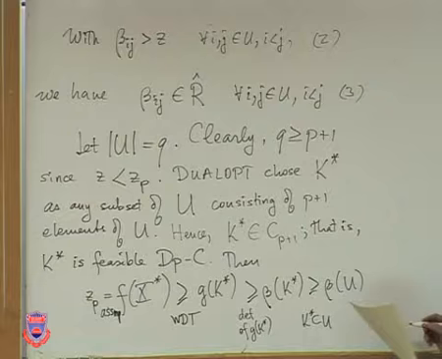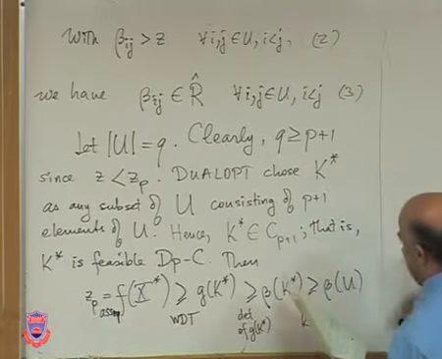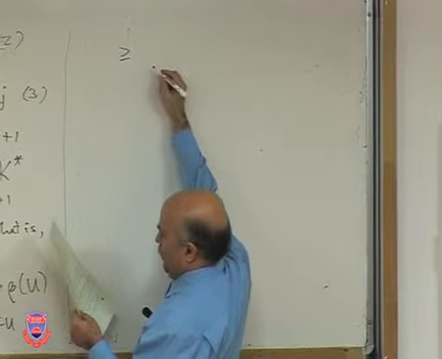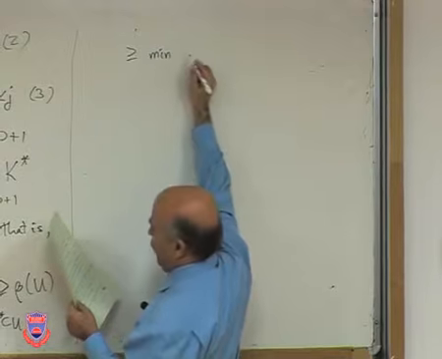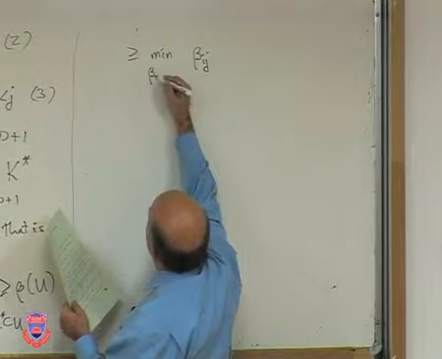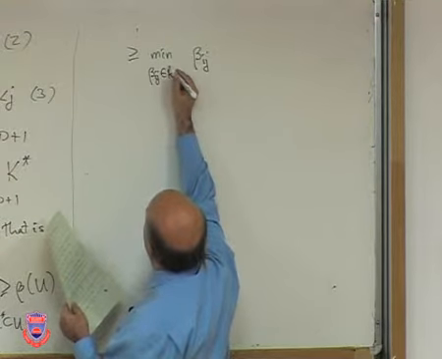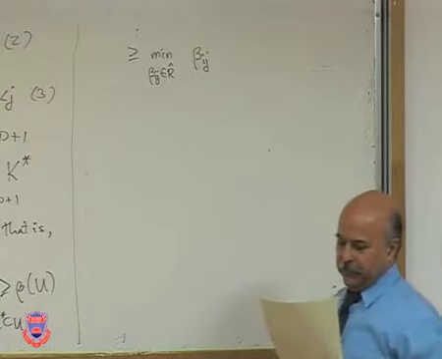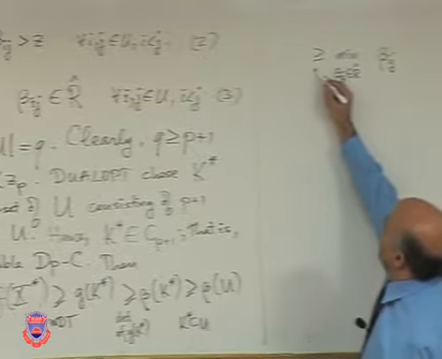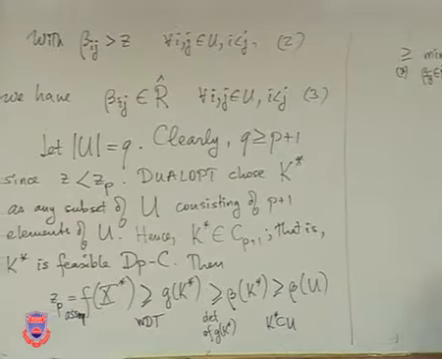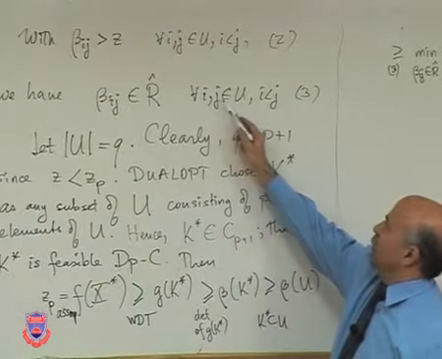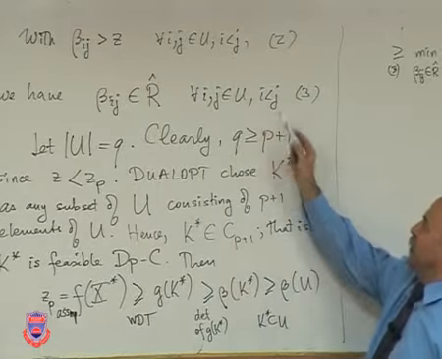And finally, this last expression, beta of u, is greater or equal minimum of beta ij when beta ij is restricted to r cap. Why is that true? Because of 3. Because beta ij is in r cap whenever ij are in u and i less than j.